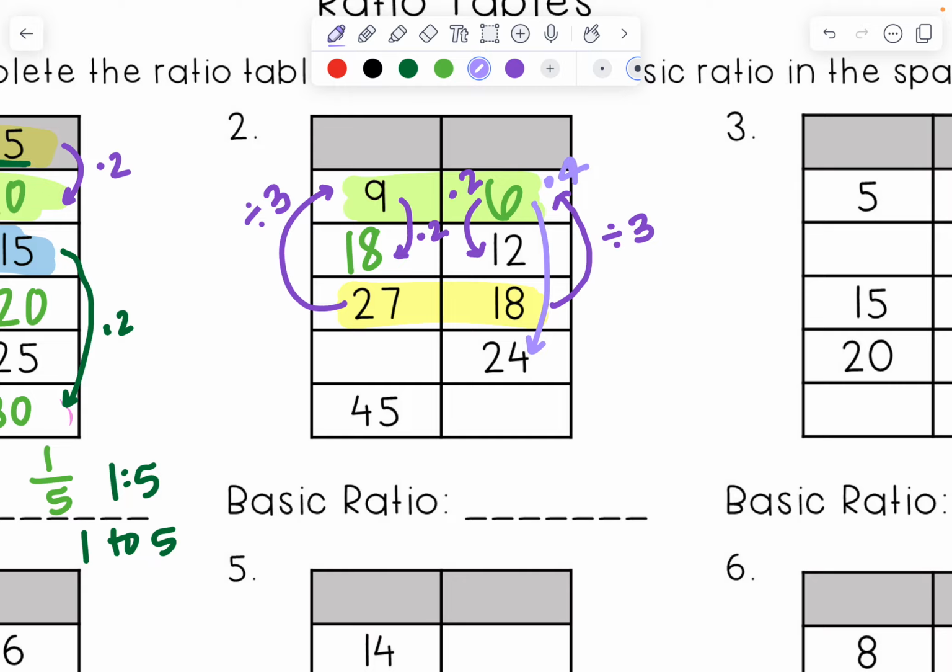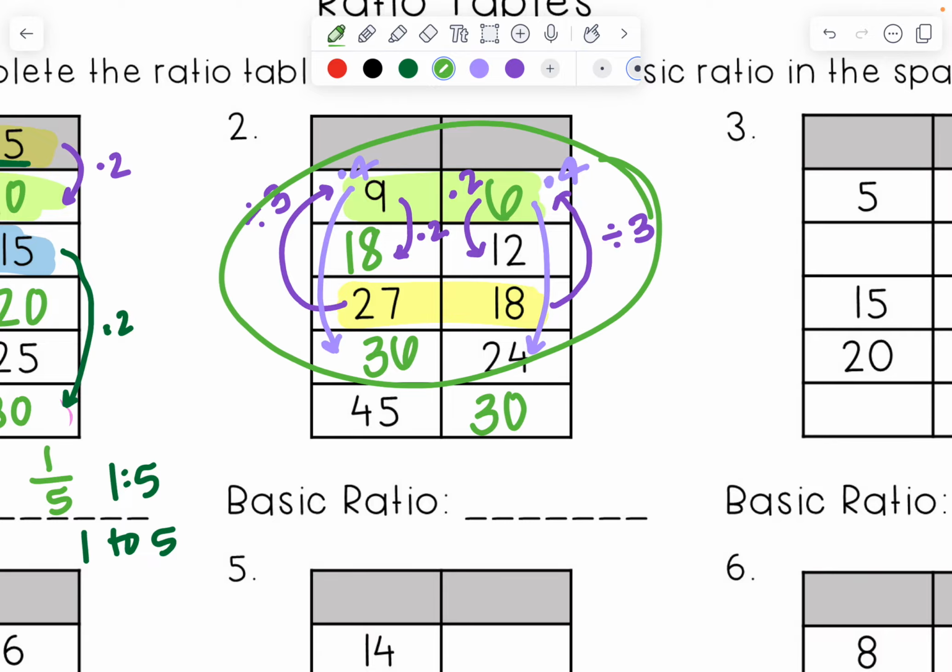To get from 6 to 24, I would multiply by 4. I'm going to take the 9 and multiply by 4, and I would get 36. And then to get from 9 to 45, I multiply by 5. So 6 times 5 gives me 30. You need to just pick 2 ratios that are completed to help you find the missing piece.